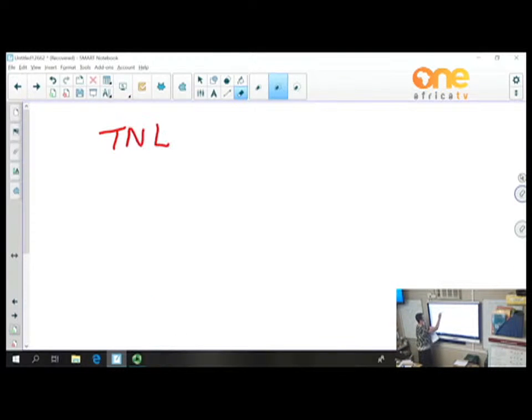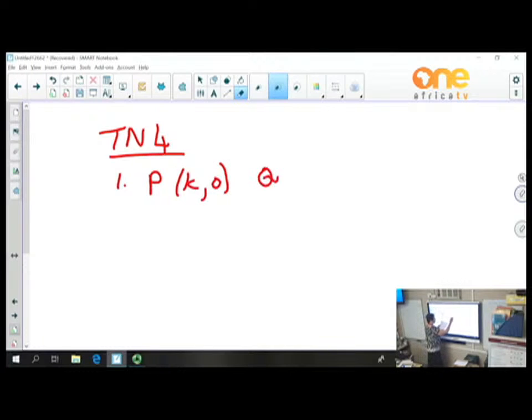Try now 4. So it's still coordinate geometry, and we're still just looking for that first one. We're going to do the second formula today. The distance between, okay, let's look at that one, number 1. The distance between P, which is the point K,0, and Q, which is the point 0,K, is equal to 10.